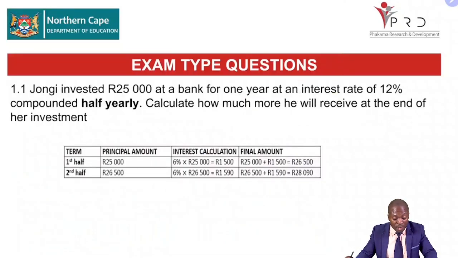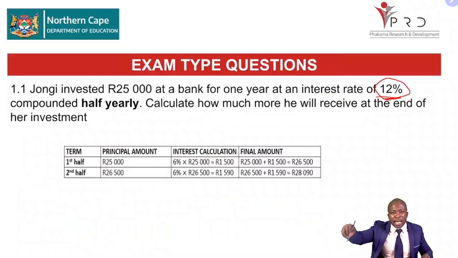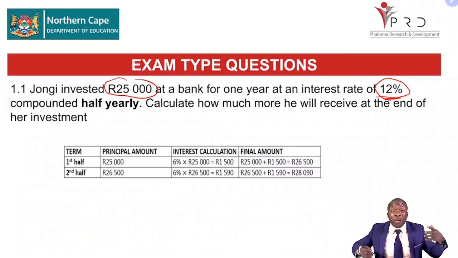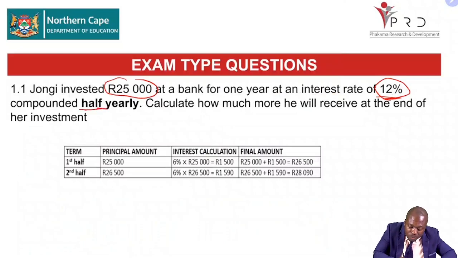Jongi, this time you invested 25,000. 25K. That's a lot of money. What is the interest? 12%. So when you get the question paper, I need you to highlight these values. There's 25,000, which is our principal amount. Our interest we are going to get is 12%. But how? It is compounded half yearly.